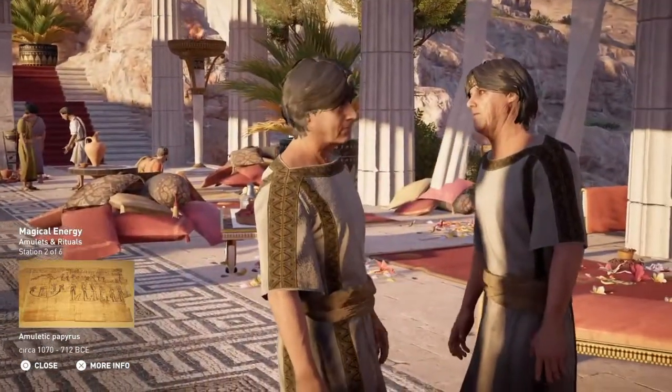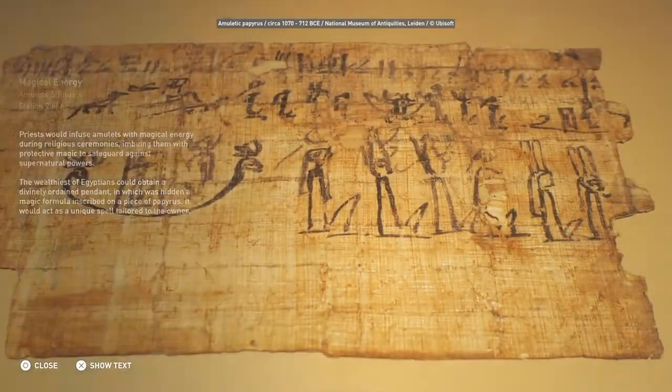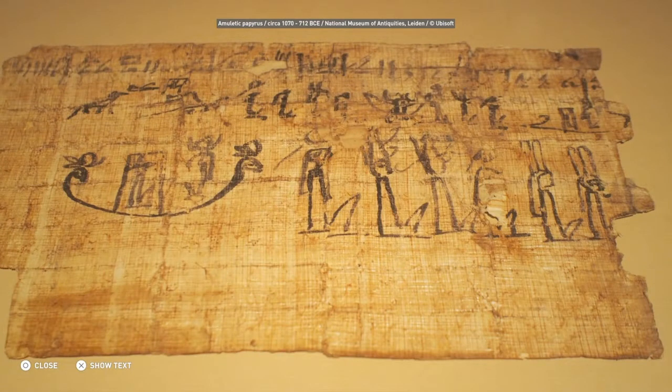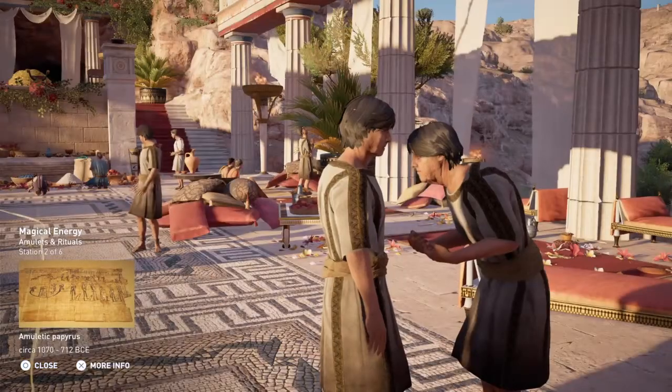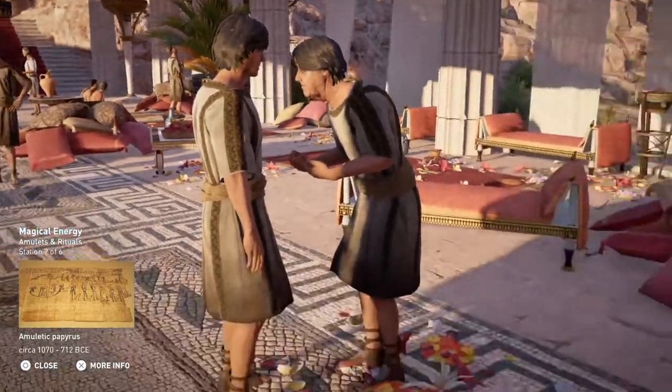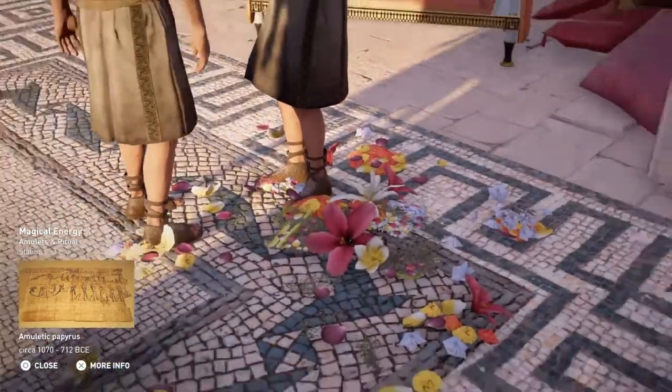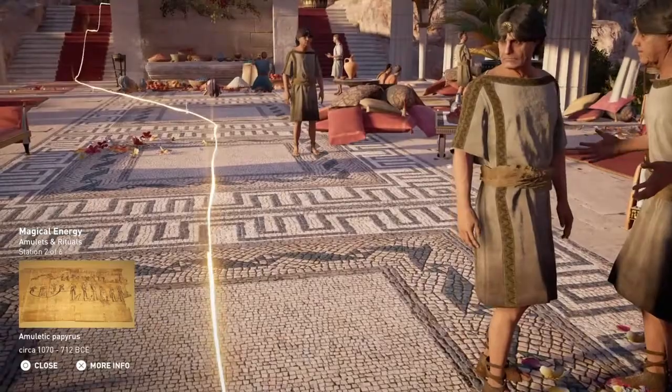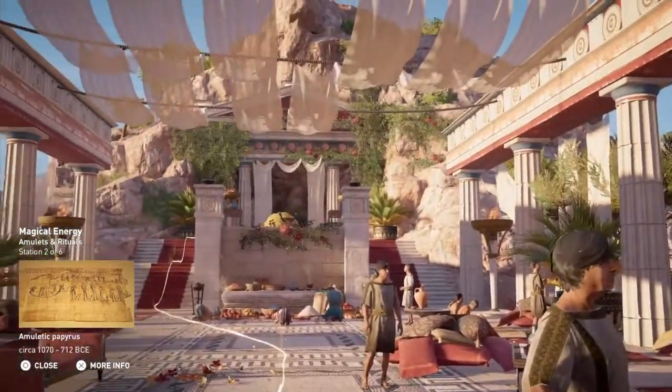Priests would infuse amulets with magical energy during religious ceremonies, imbuing them with protective magic to safeguard against supernatural powers. The wealthiest of Egyptians could obtain a divinely ordained pendant in which was hidden a magic formula inscribed on a piece of papyrus. It would act as a unique spell tailored to the owner.